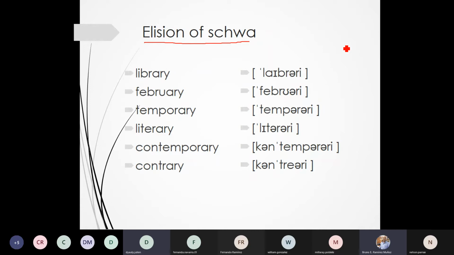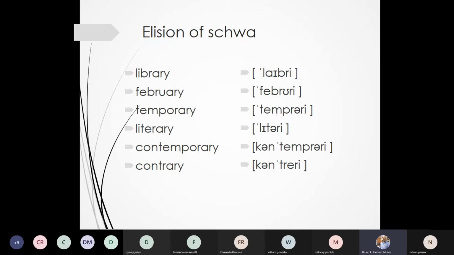The first one I have is library, February, temporary, literary, contemporary, contrary. Perfect. Well done. So library, February, temporary, literary, contemporary, and contrary. Okay, so those are the words.